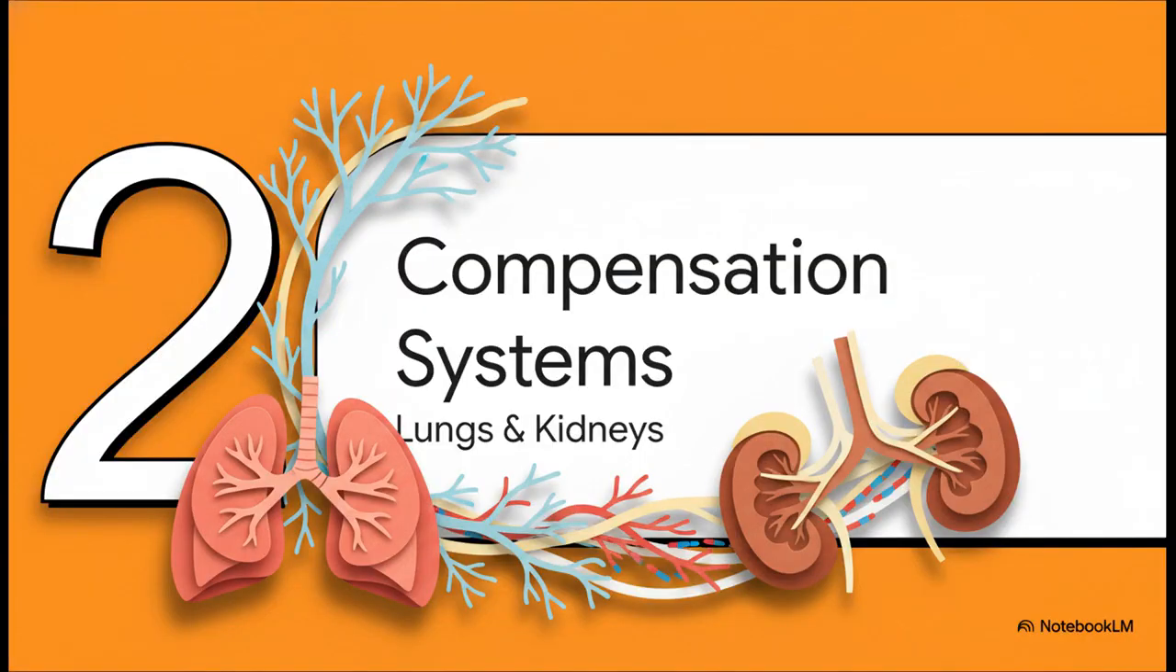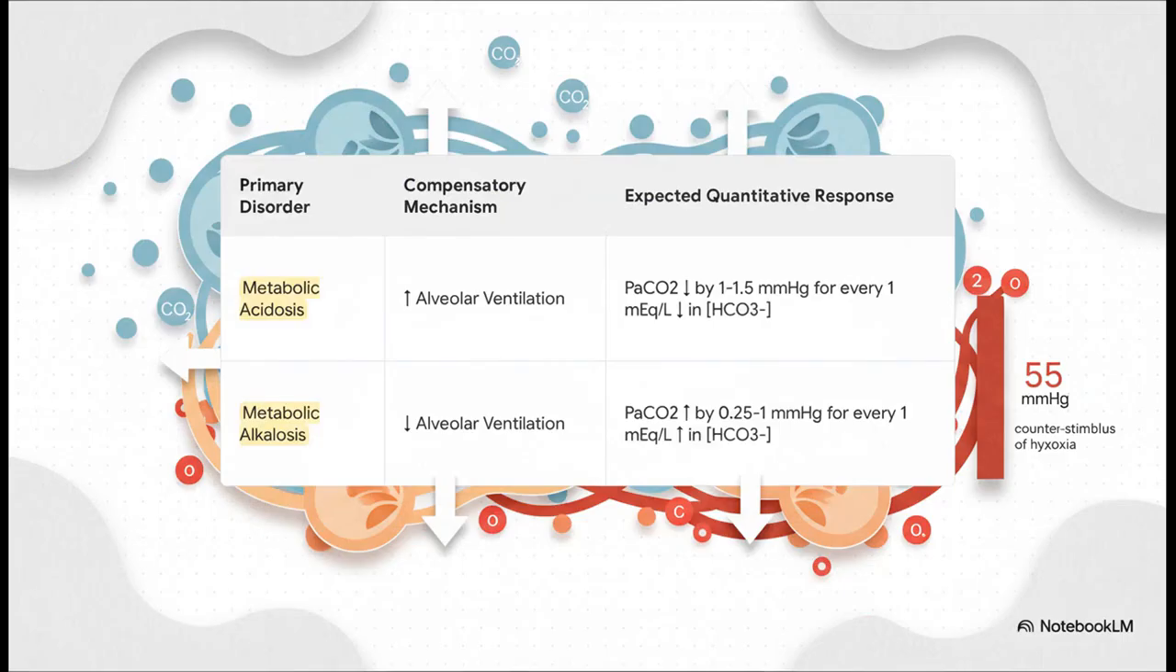Okay, so with that foundation of immediate buffering in place, let's move on to the body's heavy lifters, the incredibly elegant compensatory systems of the lungs and the kidneys that get to work right after that initial response. These compensation roles are absolutely essential clinical tools. They let us predict what the body should be doing. In metabolic acidosis, central chemoreceptors kick into high gear, driving hyperventilation to blow off CO2. It's a fast and pretty predictable response.